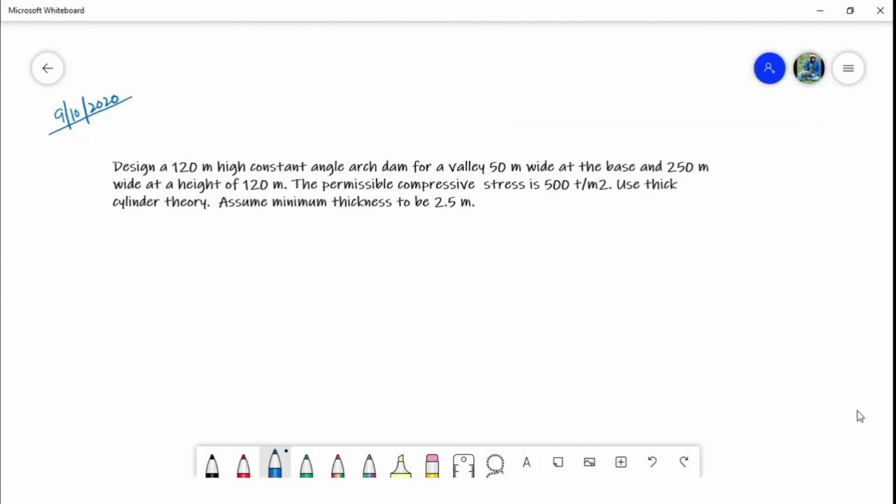Hello students, this is the sixth lecture of my course Dam Engineering. Today we are going to discuss the analysis of a constant angle arch dam based on thick cylinder theory.